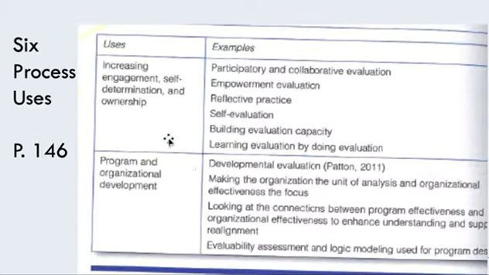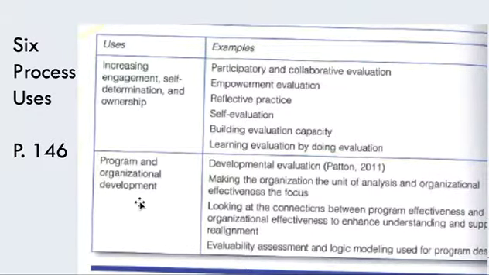Page 146 contains the last 2 process uses. Increasing engagement, self-determination, and ownership. So if we use evaluation as a process use, then we're empowering evaluation to become systemic across the entire organization. It's participatory and collaborative evaluation. It helps encourage reflective practice, self-evaluation. It builds our evaluation capacity as an organization, and we simply learn evaluation by doing evaluation all of the time.